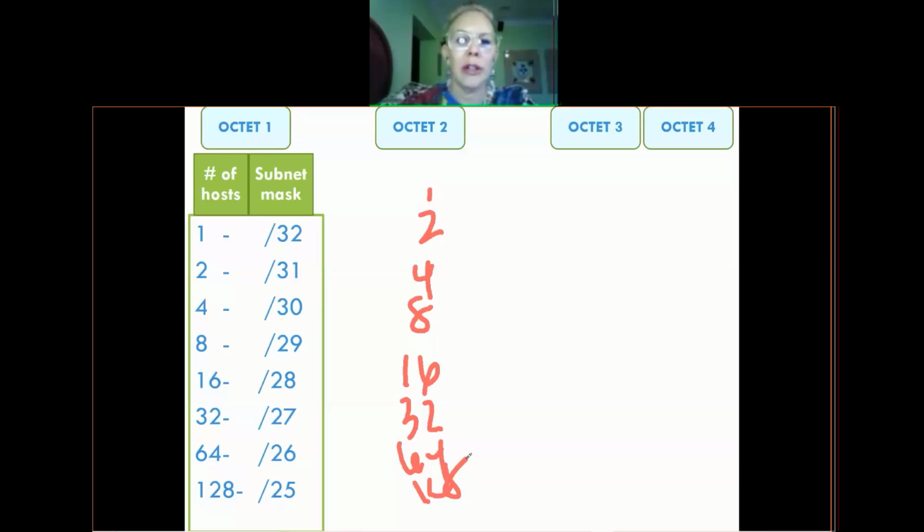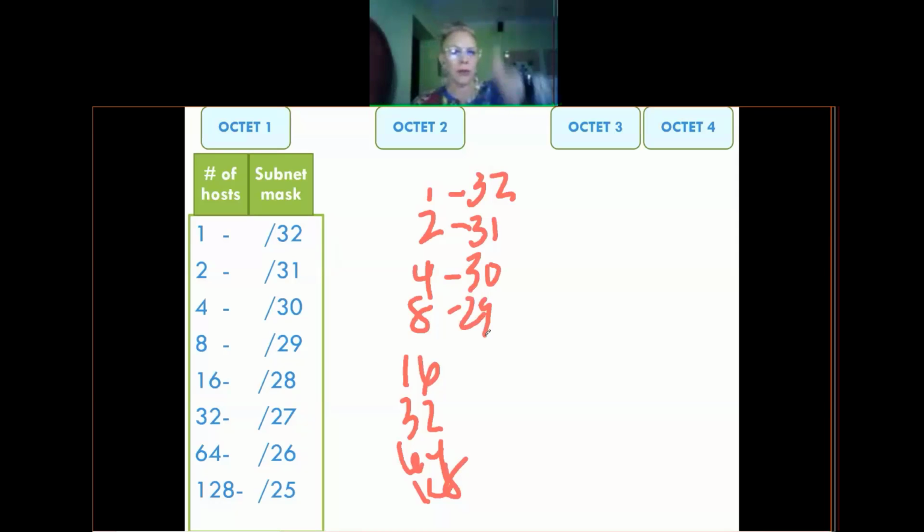Then next, you're going to just go ahead and write the 32 next to the number 1, the 31, the 30, the 29. Now notice we're just counting down, right? The first column, we count by binary: 1, 2, 4, 8, 16, 32, 64, 128. The second column is just backwards: 32, 31, 30, 29, 28, 27, 26, 25. We're just counting backwards, okay? So everybody should have that written down.